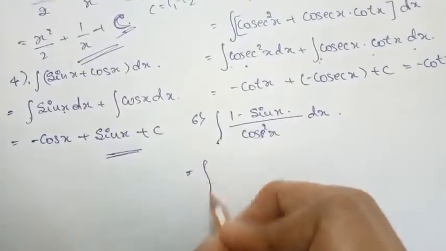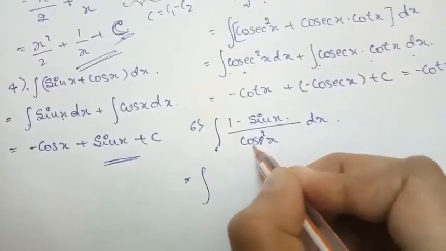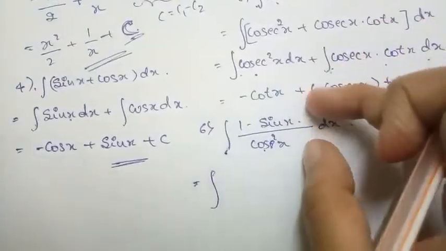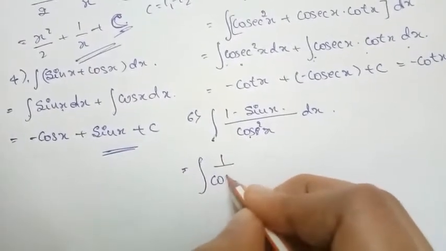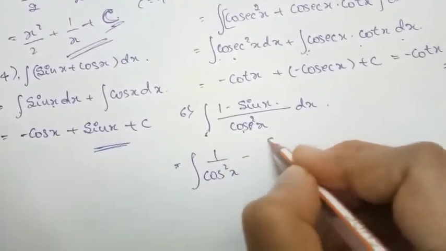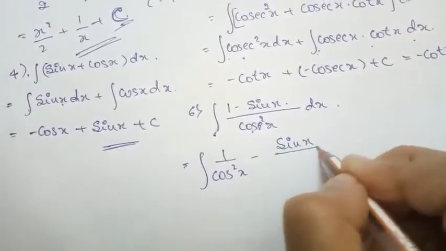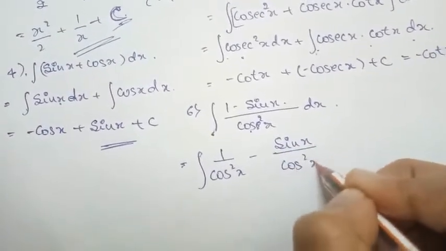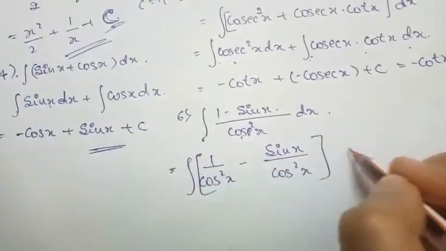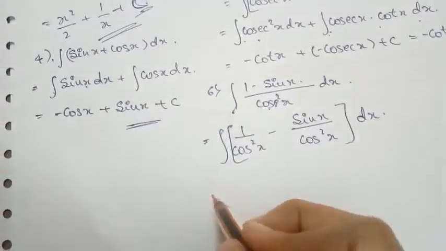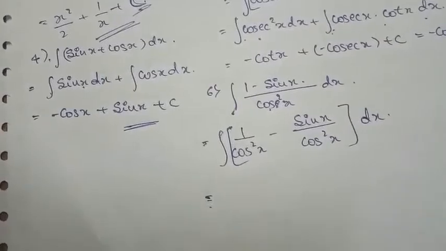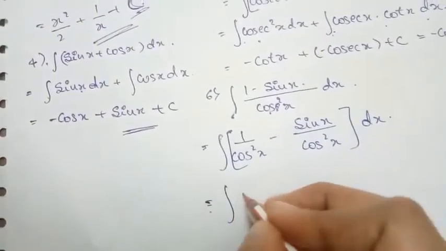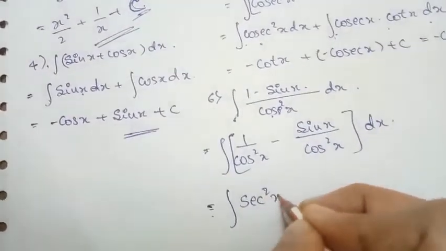So how I am starting is, as I said, this cos square x is for both the terms in the numerator. So I will write it as 1 by cos square x minus sin x divided by cos square x into dx. So 1 by cos is nothing but secant. So 1 by cos square becomes integration of secant square x.